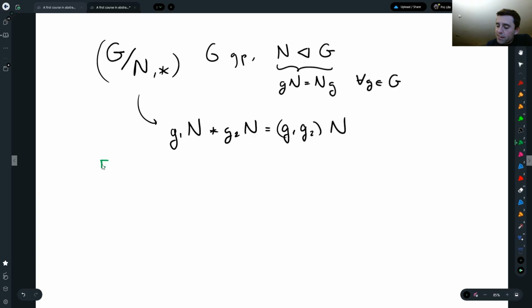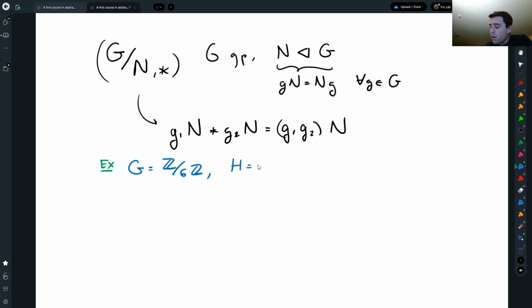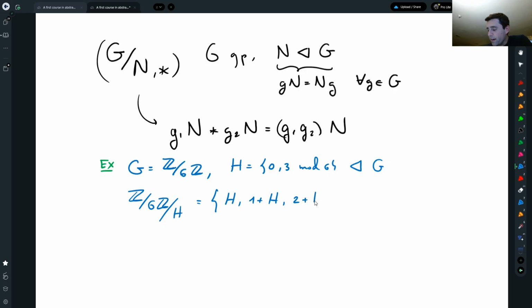So I want to give you some examples of quotient groups to start with. Here G is Z modulo 6. We said that every subgroup of an abelian group is normal. So if I take H to be {0, 3}, for example, this is normal in G, and the quotient by H will be the cosets. There are exactly 3 cosets. In this case they are H, 1 plus H, and 2 plus H. The coset H itself is the identity.